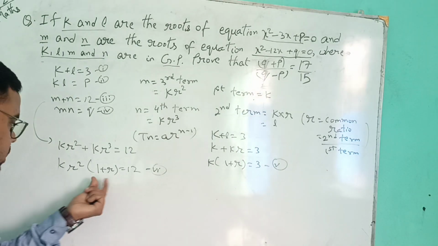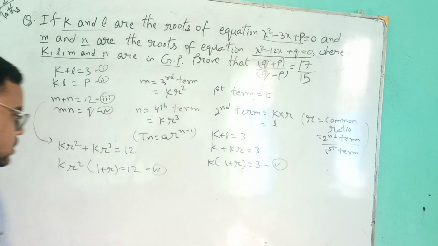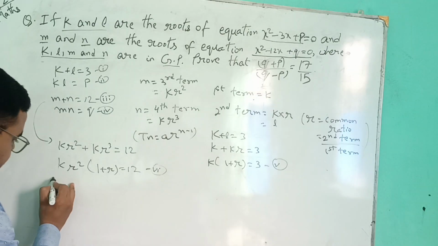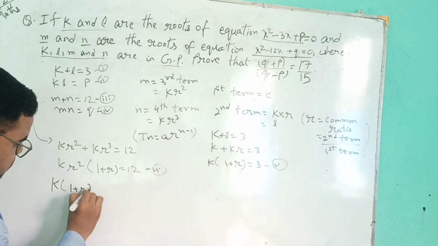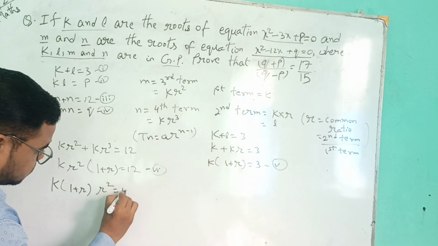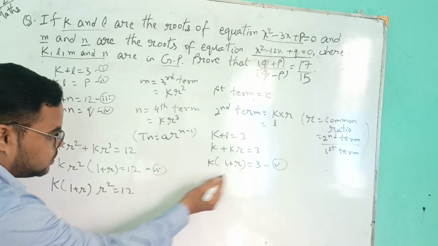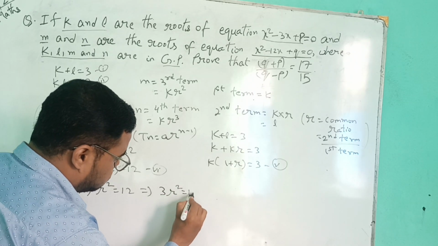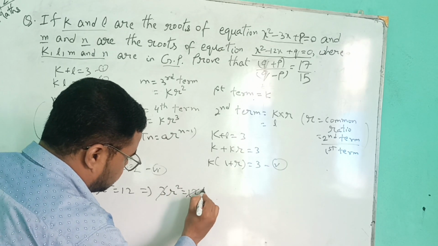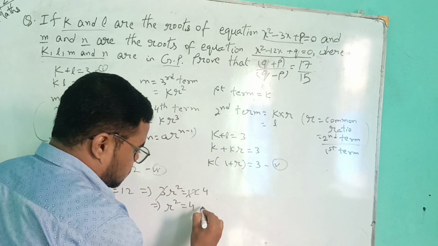From this equation we get 1 plus r, k here. So we can write k into 1 plus r into r square equal to 12. Now k into 1 plus r is 3, so we can write 3 into r square equal to 12. 3 fours are 12, then r square equal to 4.